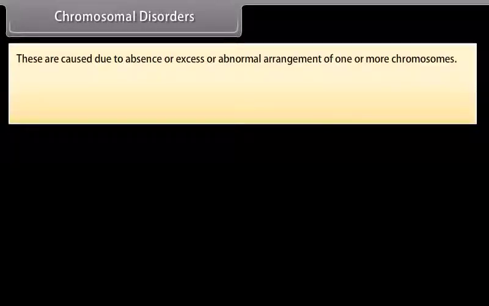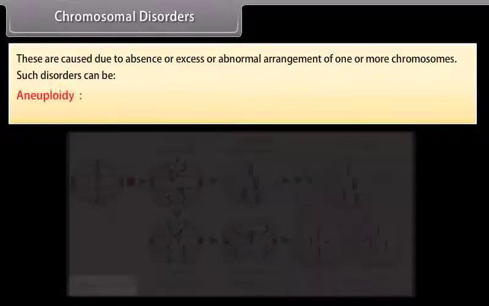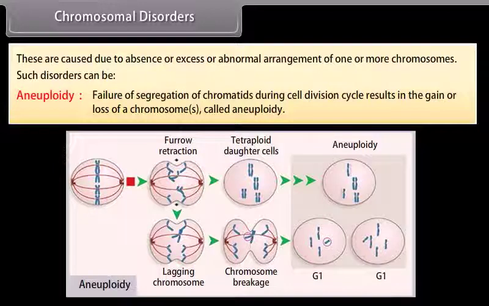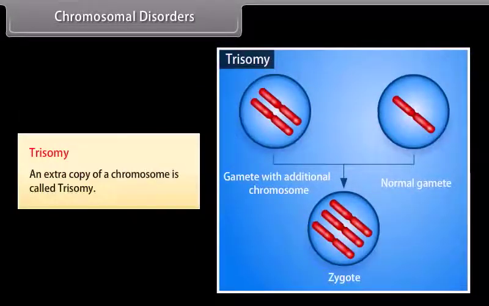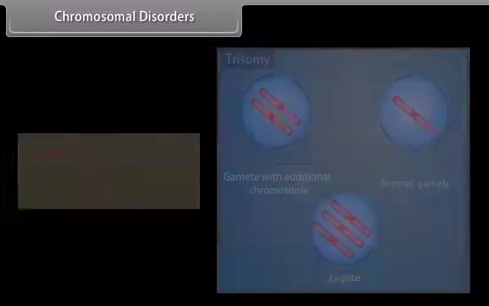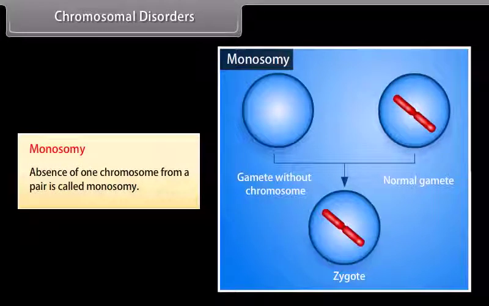Chromosomal disorders. These are caused due to absence or excess or abnormal arrangement of one or more chromosomes. Such disorders can be aneuploidy: failure of segregation of chromatids during the cell division cycle results in the gain or loss of chromosomes, called aneuploidy. Polyploidy is a condition that arises when cytokinesis does not occur after telophase, resulting in an increase in a whole set of chromosomes. Trisomy: an extra copy of a chromosome is called trisomy. Monosomy: absence of one chromosome from a pair is called monosomy.